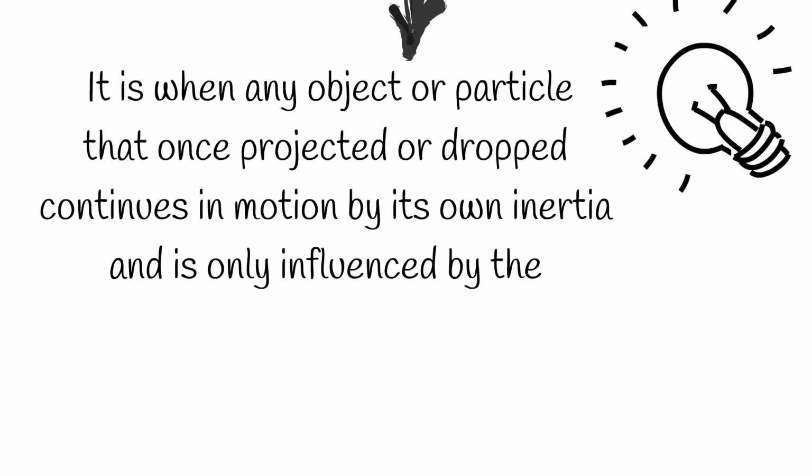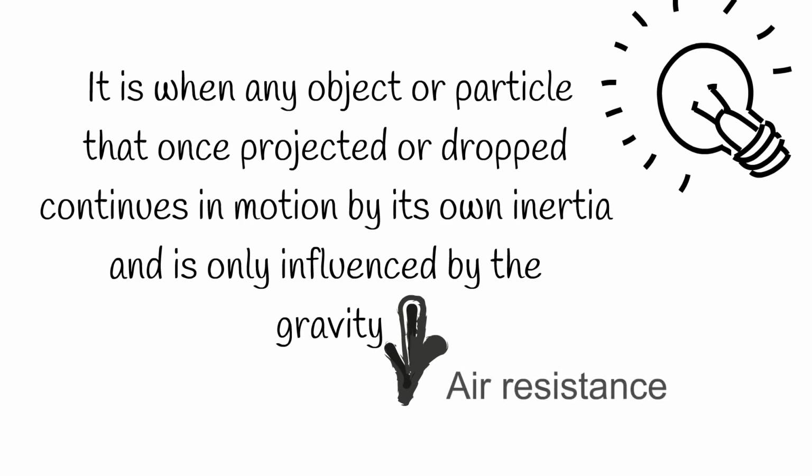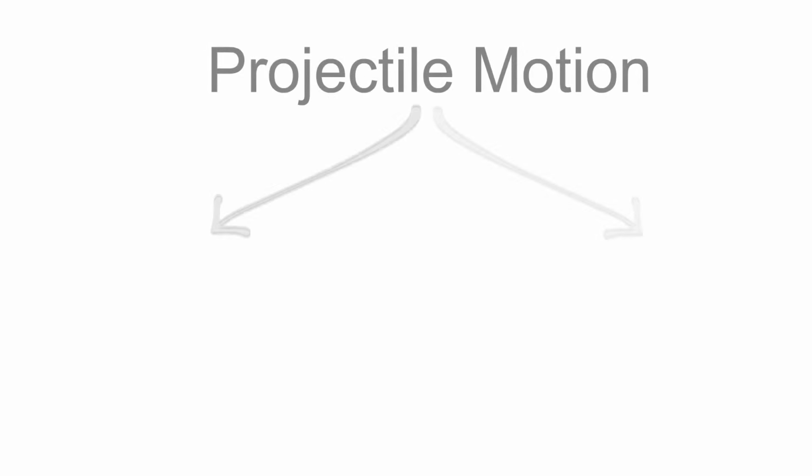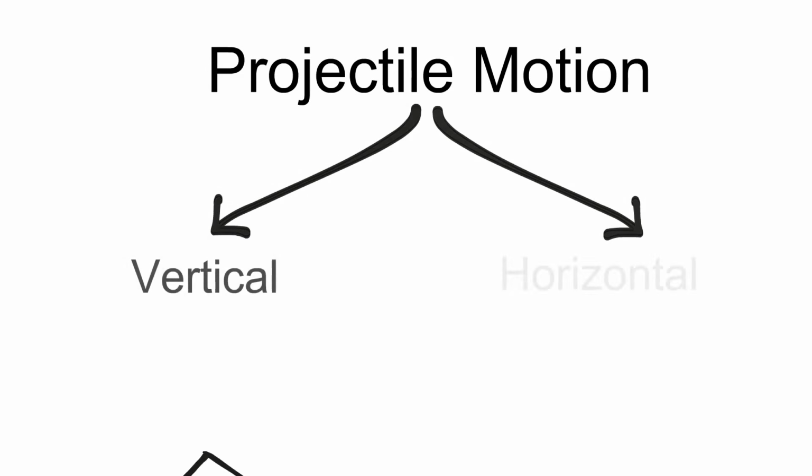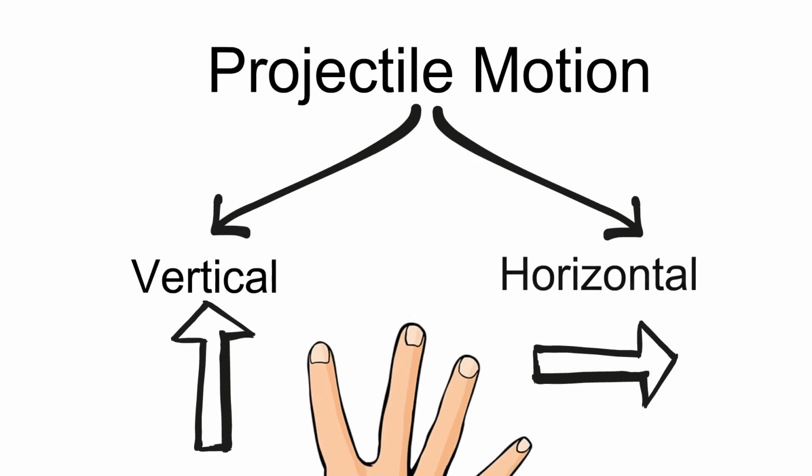Projectile motion is when any object or particle, once projected or dropped, continues in motion by its own inertia and is only influenced by gravity. We will also consider air resistance as negligible. Projectile motion has two components, vertical and horizontal.